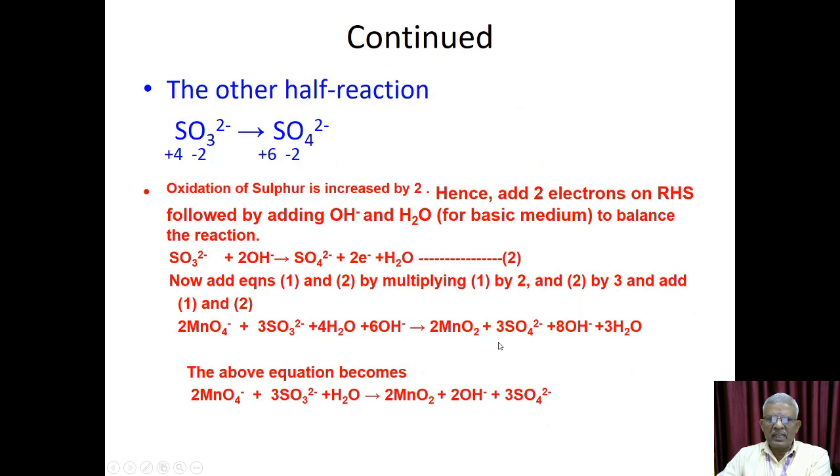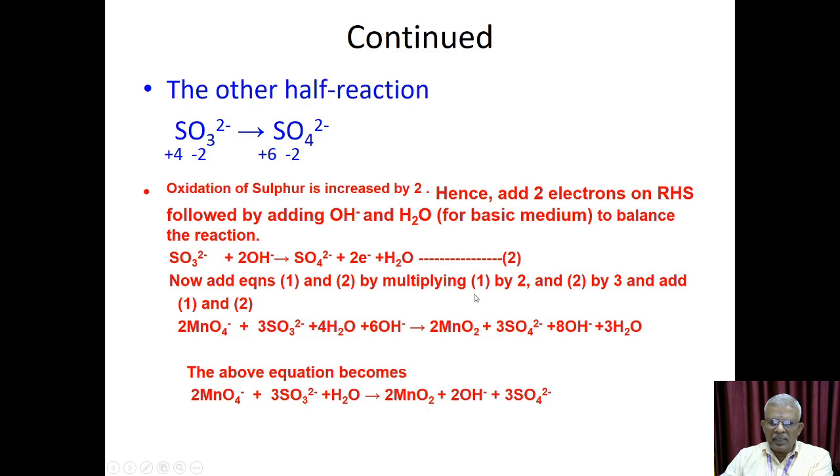The other half reaction, that means sulfite ion to sulfate ion. Here the sulfur exists in plus 4 state, but here the sulfur exists in plus 6 state. So the oxidation number of sulfur is increased by 2. Hence add 2 electrons on the right hand side, followed by adding OH minus ions and water to balance the reaction. So we are adding OH minus ions and water so that we are balancing the equation.